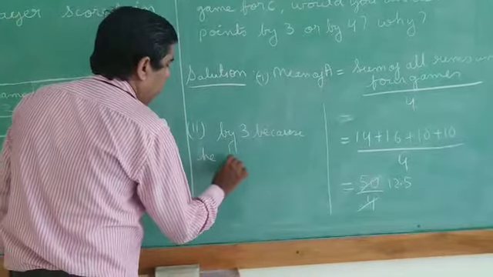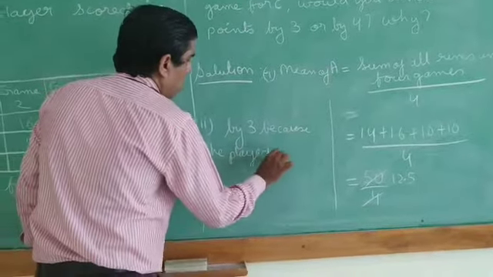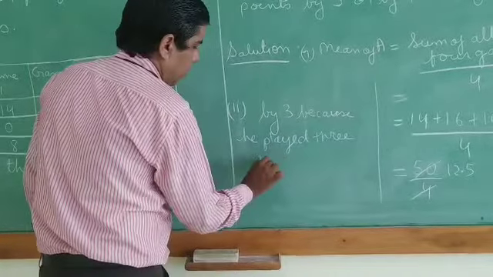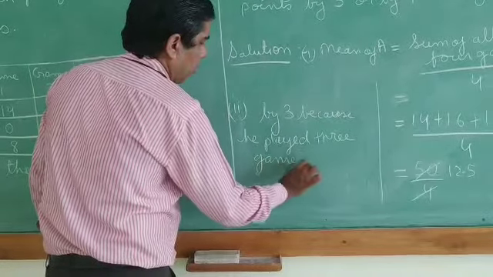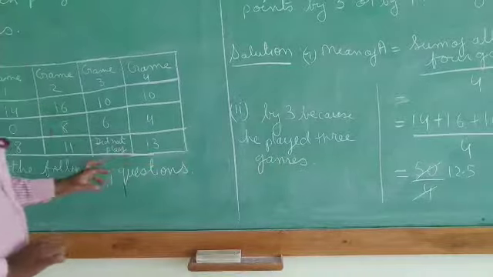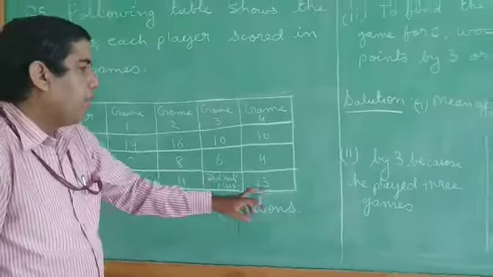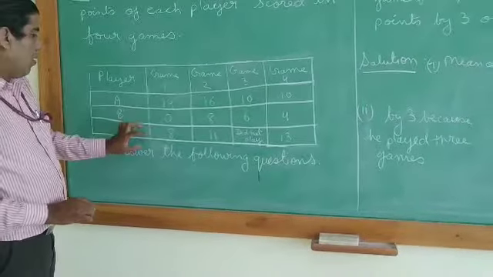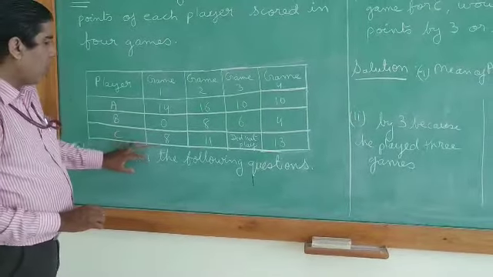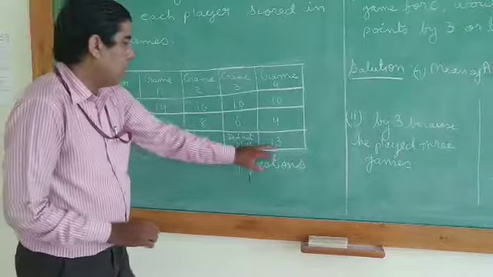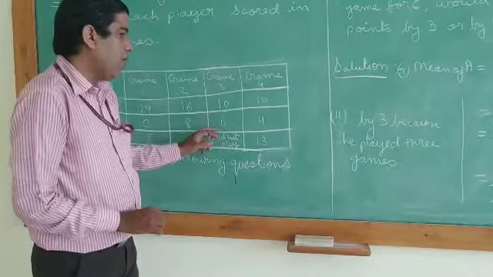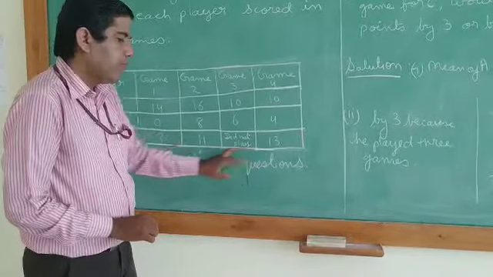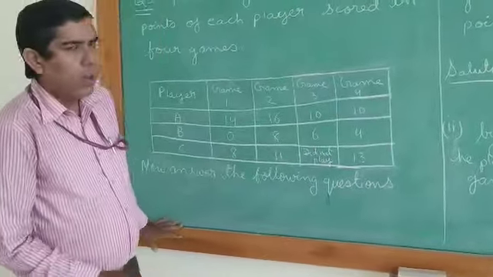We divide by 3 because he played 3 games. You can see here C part, it is asked for C. 1, 2, 3. He did not play this game, but when we find the mean, we are going to divide by 3. Okay.